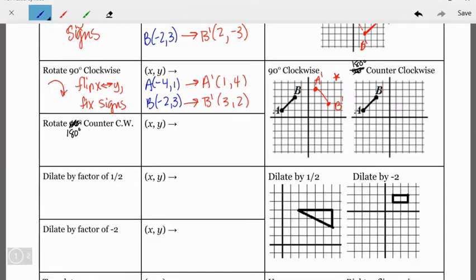So again, original points. A is at -4, 1. B is at -2, 3. Oops, I picked the wrong blue. That's okay.